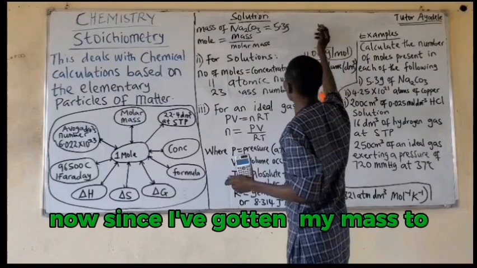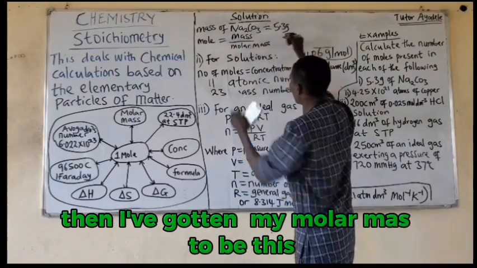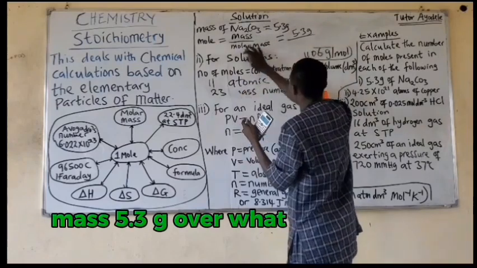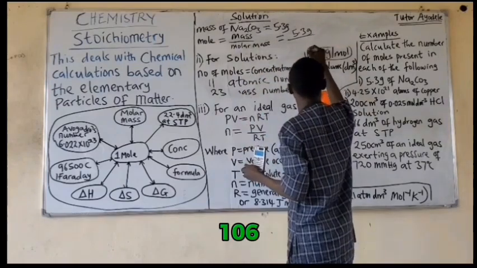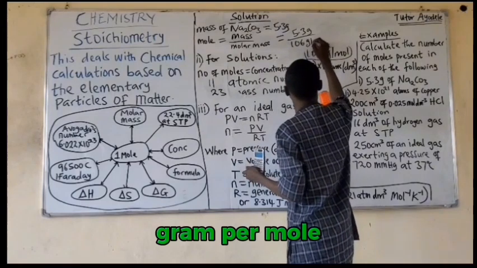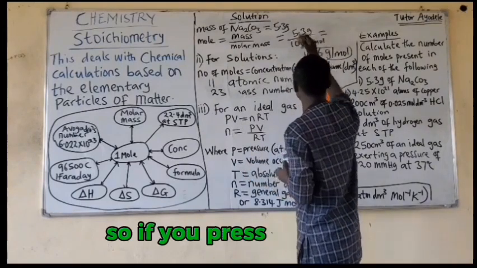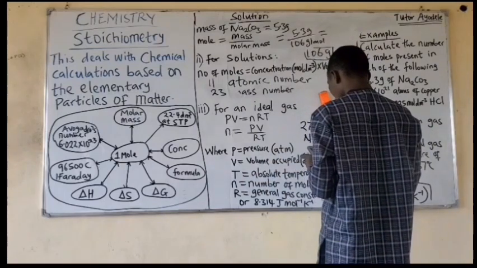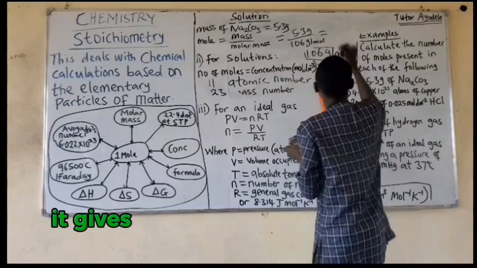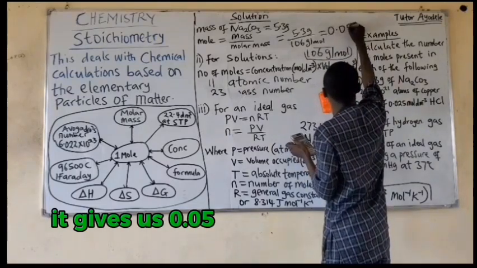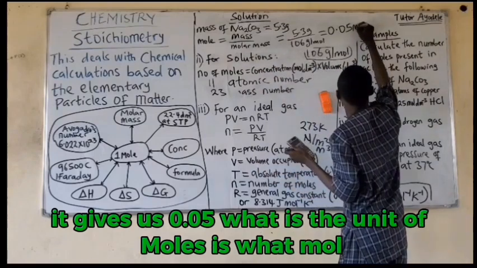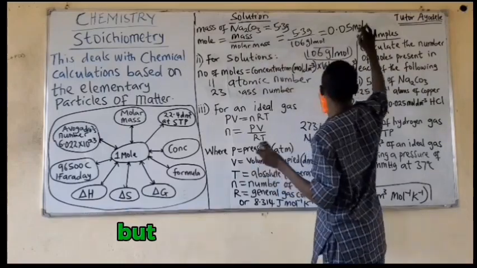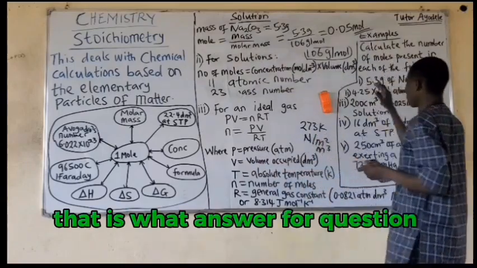Now, since I've got my mass to be this, and I've got my molar mass to be this, therefore, number of moles is equal to what? Mass, 5.3 gram, over what is our molar mass? 106 gram per mole. So, if you press 5.3 divided by 106, it gives us 0.05. What is the unit of mole? Mole. You will not put E here. This is just the unit. That is our answer for question number 1.